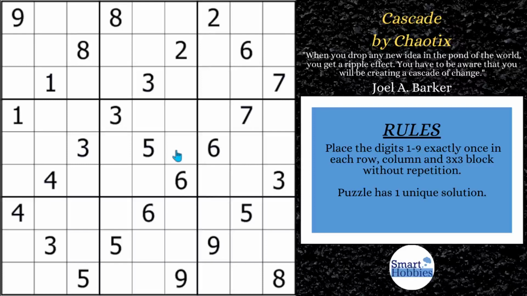Greetings, friend. I will show you how to solve this puzzle by choosing the right Sudoku strategy at two very important points along the solve. This puzzle is called Cascade, and it's by Chaotix.